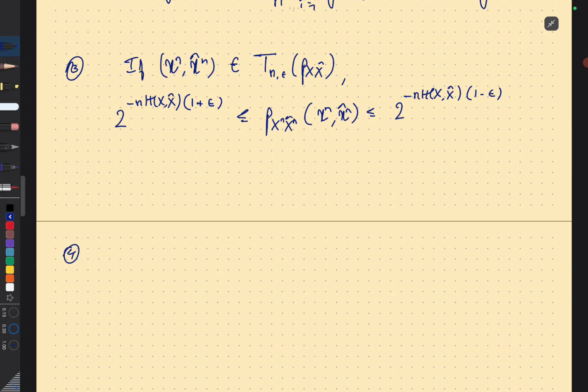Similarly, what can you say about the size of the typical set? How large should this be? So it should be roughly 2 to the n times the joint entropy between x and x hat.